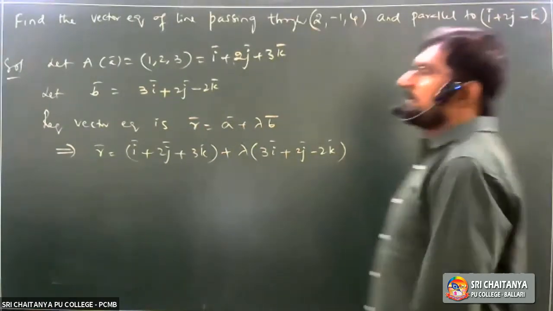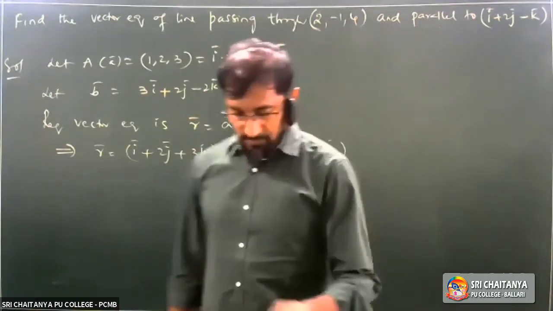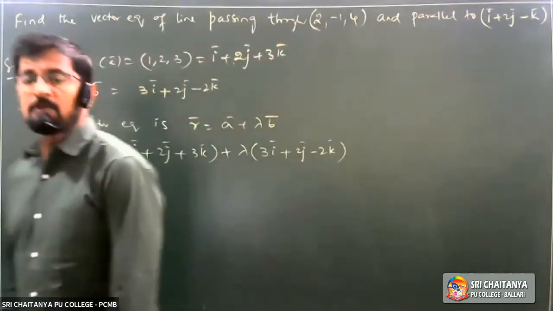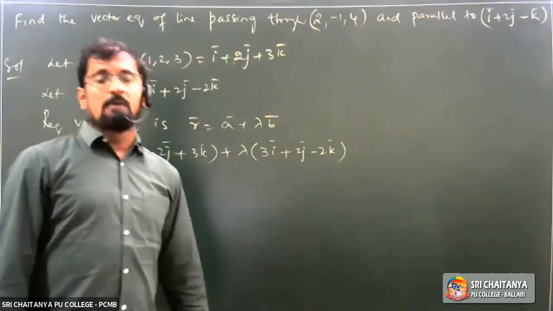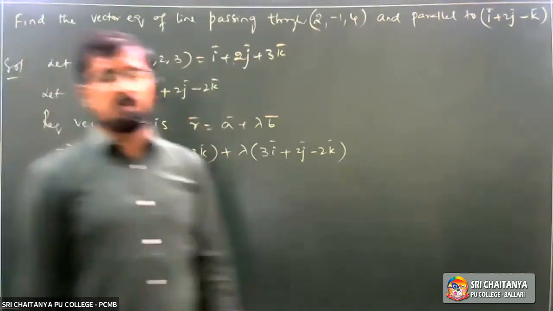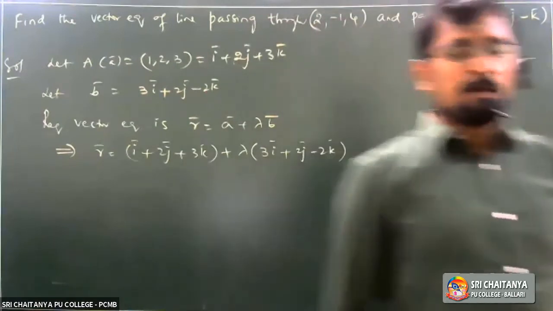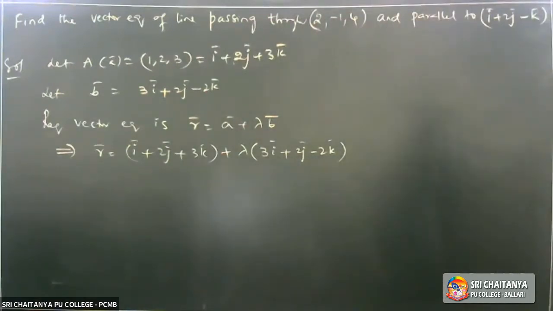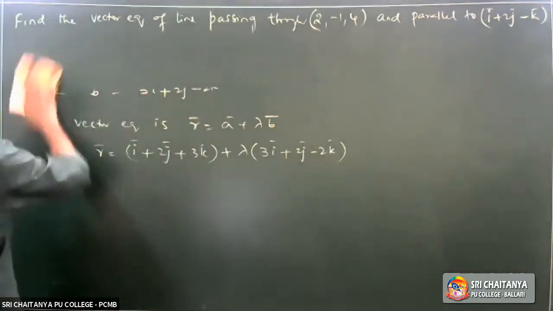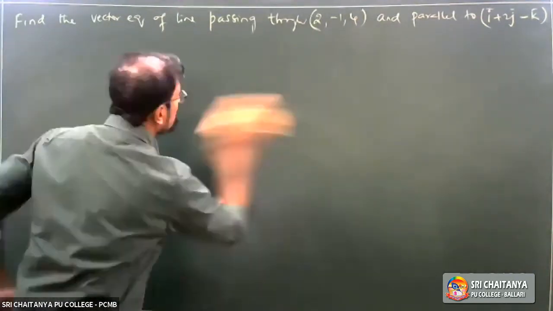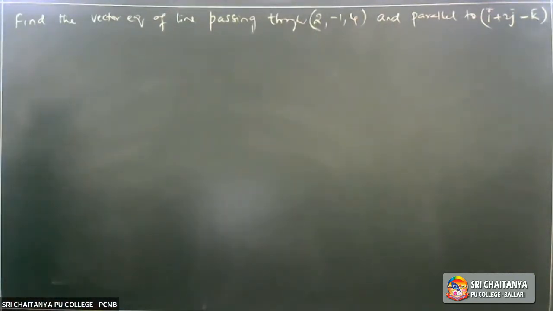The vector equation of line passing through one point, 2, minus 1, 4, and parallel to. Okay, let us write the Cartesian form also for this one, right? You just add one thing. Find the vector and Cartesian form of line passing through one point and parallel to another vector.